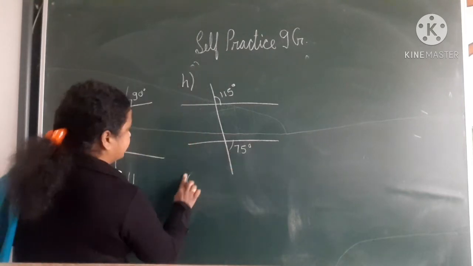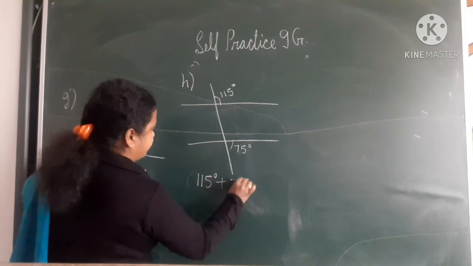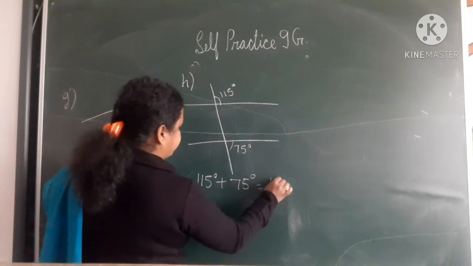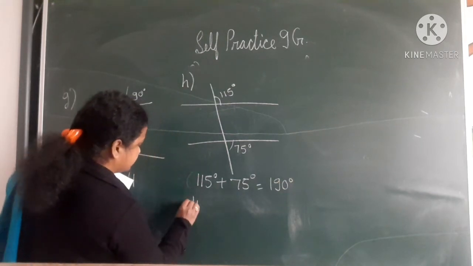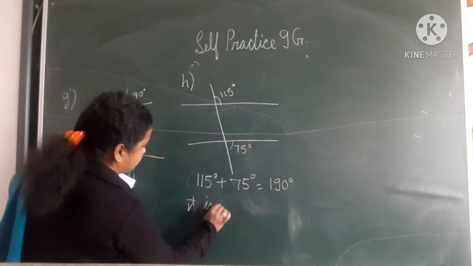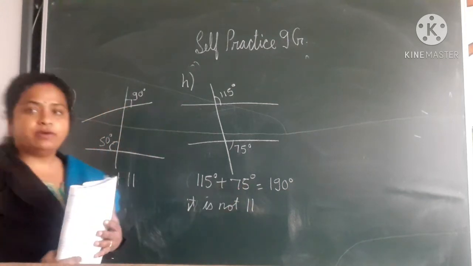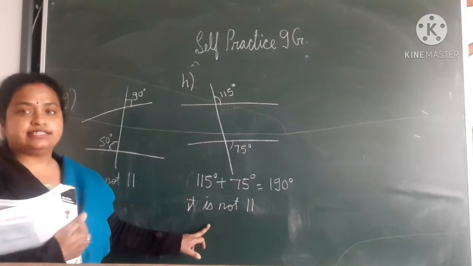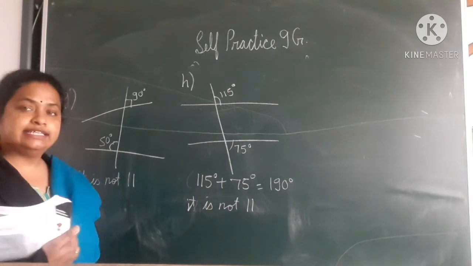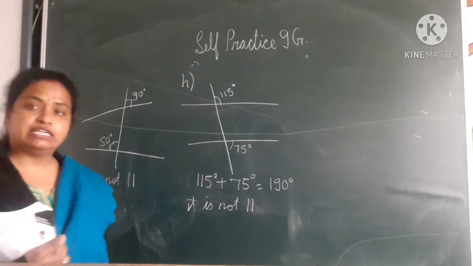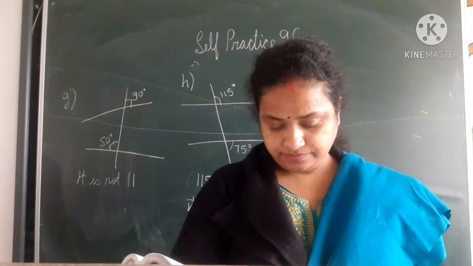Now 115 degree plus 75 degree is equal to 190 degree. It is not parallel. Why? Because the sum should come to 180 degree. As they are co-exterior angles, the sum of both of the angles should come to 180 degree. Then you can say that they are parallel to each other. Hence the H part is also not parallel.